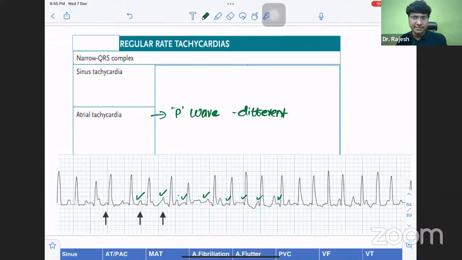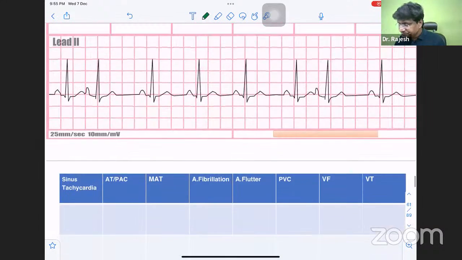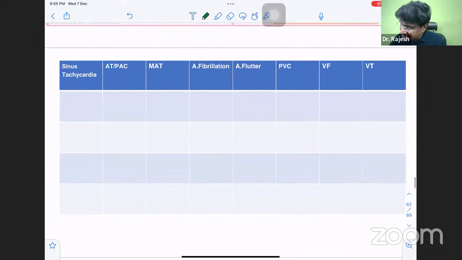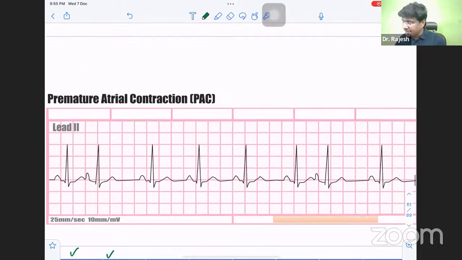No adenosine, no vagal maneuvers. You need to give beta blockers or you need to give diltiazem or verapamil. Okay, that will be your atrial tachycardia. And so we have done with sinus tachycardia, atrial tachycardia, and premature atrial contractures.